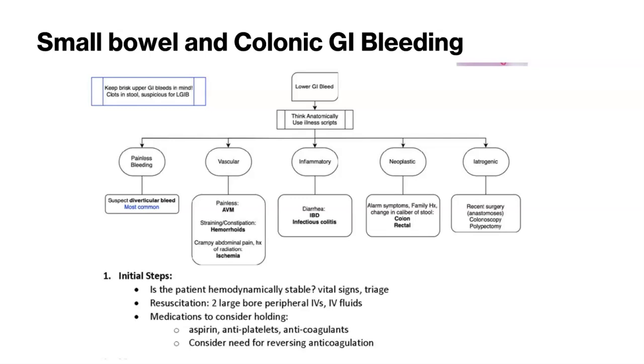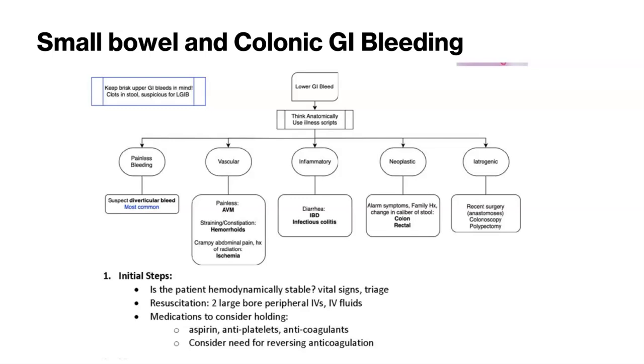Let's move on to small bowel or colonic bleeding, and lower GI bleeding. There are many potential causes. Painless bright red blood per rectum is most commonly caused by diverticulosis, which is overall the most common cause of lower GI bleeding. Vascular causes can include small or large bowel AVMs.